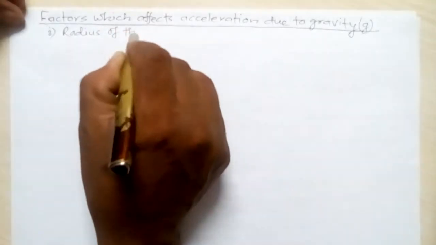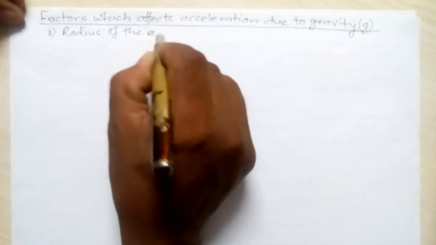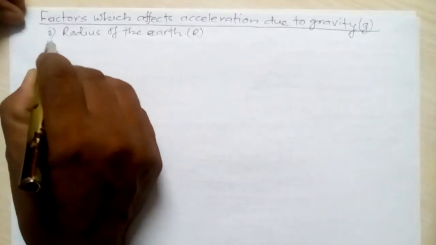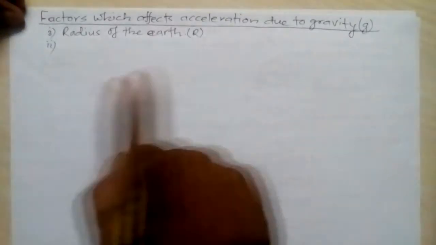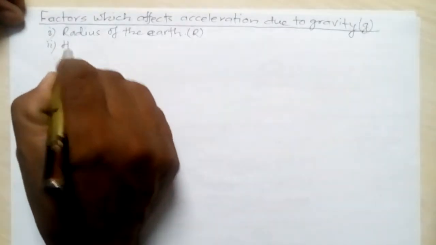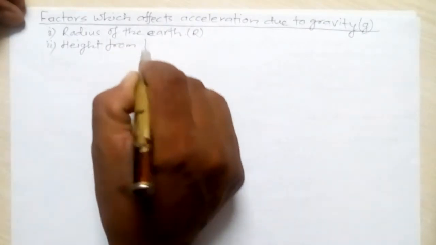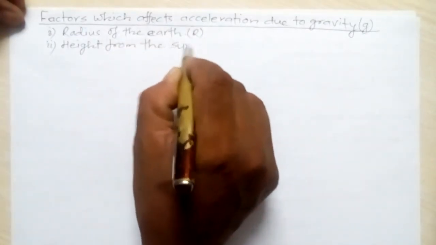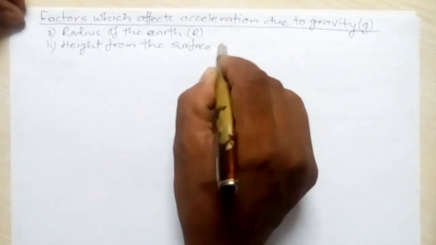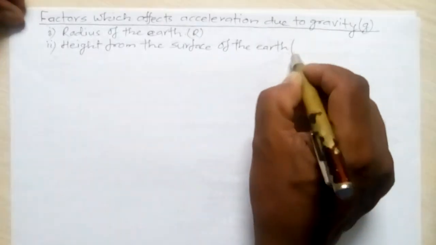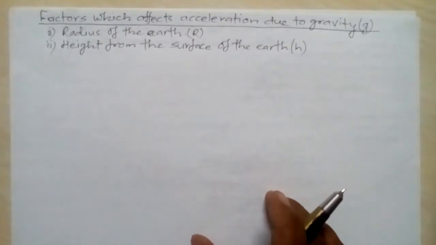Radius of the earth. One of the factors which affects g is the radius of the earth, which can be denoted by capital R. And the second factor which affects the acceleration due to gravity is height from the surface of the earth, which can be denoted by small h.